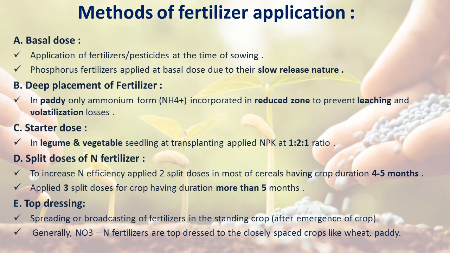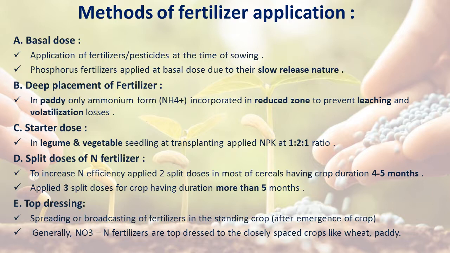Next is the method of fertilizer application. How to apply the fertilizers and what will be the methods. The first one is the basal dose. Basal dose is the first dose, that is, fertilizer or pesticide applied at the time of sowing. Phosphorus fertilizer we mostly apply as a basal dose due to its slow nature. Then second is the deep placement of fertilizers, in paddy only. The ammoniacal form is incorporated in the reduced zone to prevent leaching and volatilization.